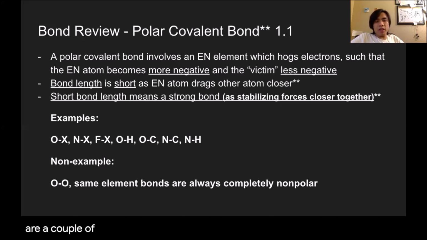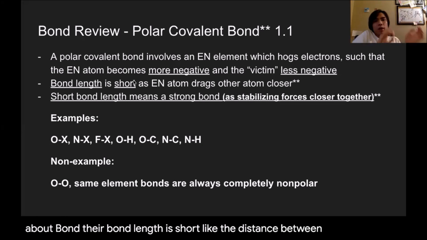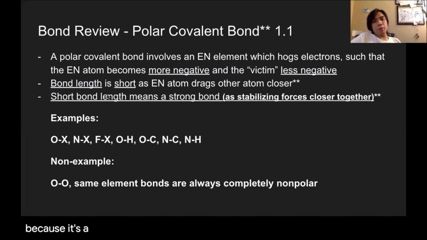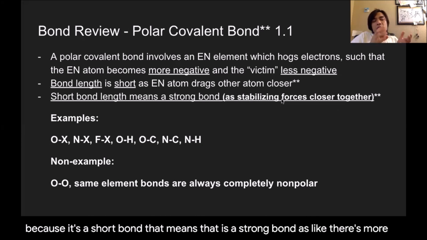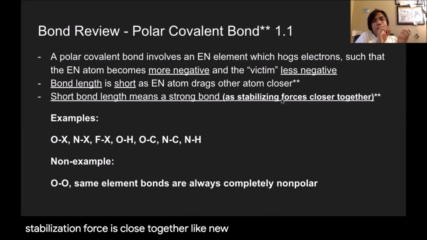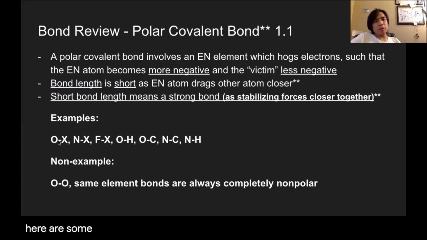There are a couple of effects of this, and this is a pattern that you want to start thinking about. Because it's a polar bond, their bond length is short, like the distance between them. Because it's a short bond, that means that it's a strong bond, as there are more stabilization forces close together, like negative, positive, and whatnot. So here are some examples: oxygen to whatever thing, nitrogen to whatever thing, fluorine to whatever thing, and so on.